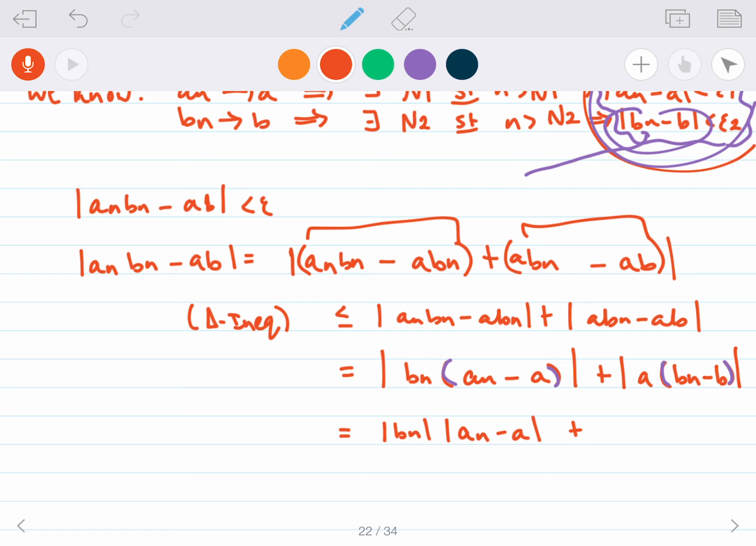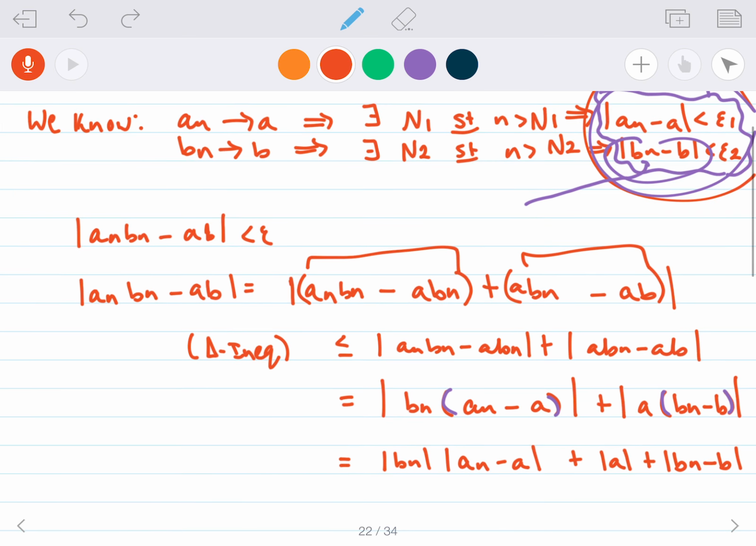Plus, now I'm going to factor out the A plus B sub n minus B. Okay. So remember, I'm just trying to see what does this have to be so that this whole thing is less than epsilon, okay? And what do I know? Well, I know that this guy, I can choose a capital N so that this is less than epsilon over 2.